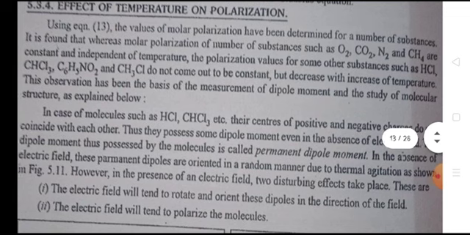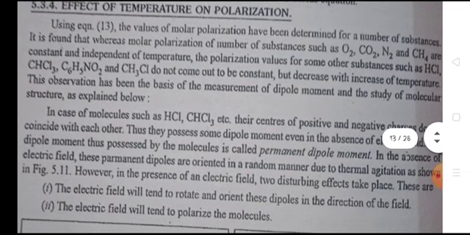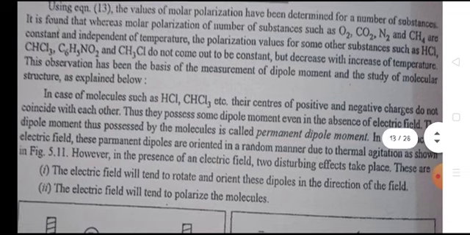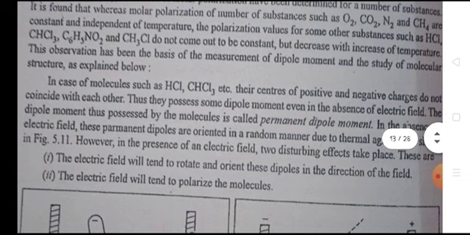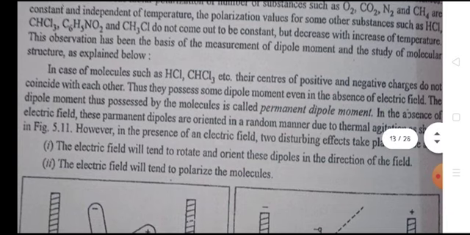Effect of temperature on polarization. Using equation 13, the values of molar polarization have been determined for a number of substances. It is found that the molar polarization of a number of substances such as O2, CO2, N2 and CH4 are constant and independent of temperature. The polarization values of some other substances such as HCl, CH3Cl, etc. do not come out to be constant but decrease with increase in temperature. This observation has been the basis of the measurement of dipole moment, as already studied in molecular structure.